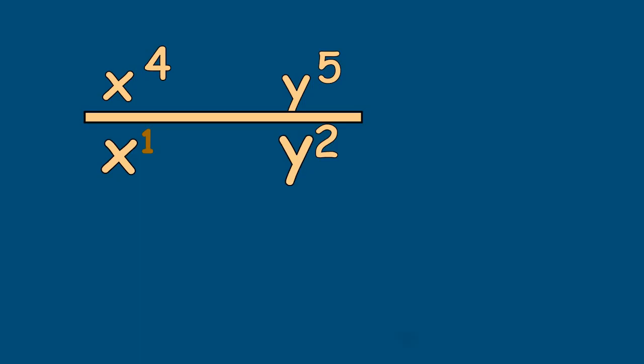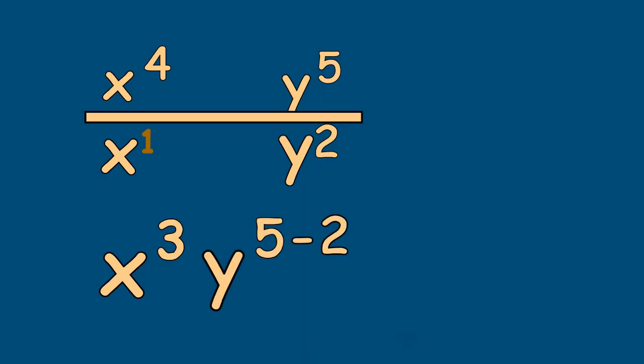That means to work on the x, we need to subtract the 1 from the 4 to get 3. We can do the same thing for the y. Just subtract 2 from 5 to get y to the 3rd power. So our final answer is x cubed, y cubed. Let's try one last example.